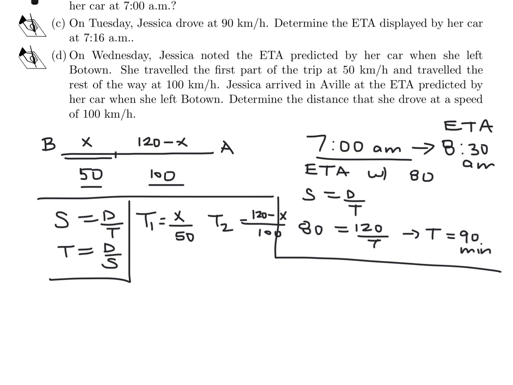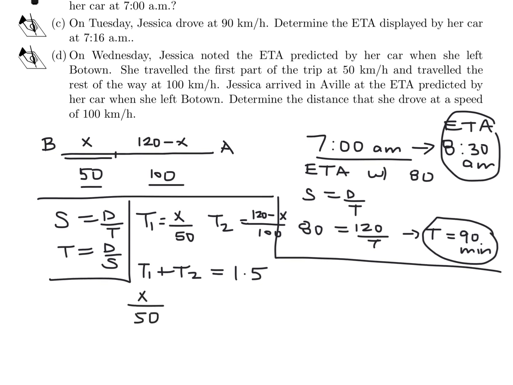Got it? And when you add these two, it's got to equal this 90 minutes, because remember, the ETA's got to match. That's pretty much what this question is saying. So t1 plus t2 has got to equal 90 minutes, or actually it's going to be in hours, so 1.5. We just got to make sure the units are the same. Okay, so now let's plug in those formulas. x over 50 plus 120 minus x over 100 is 1.5.